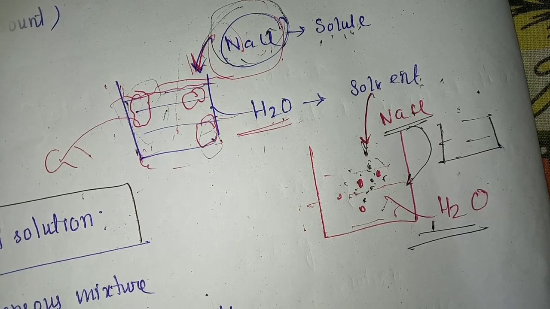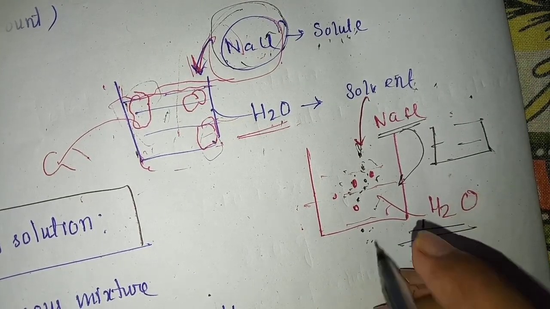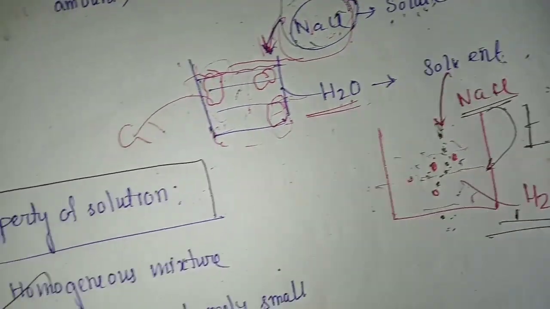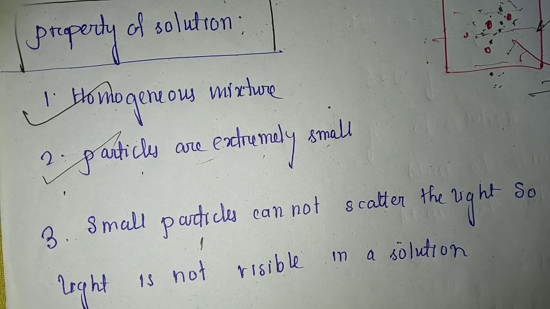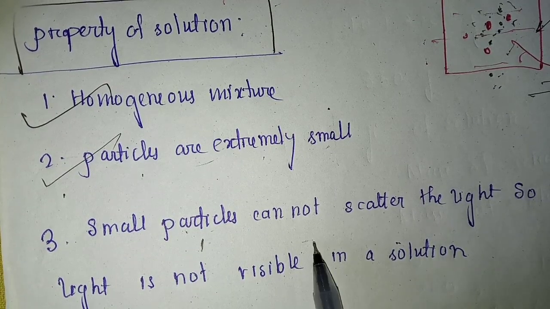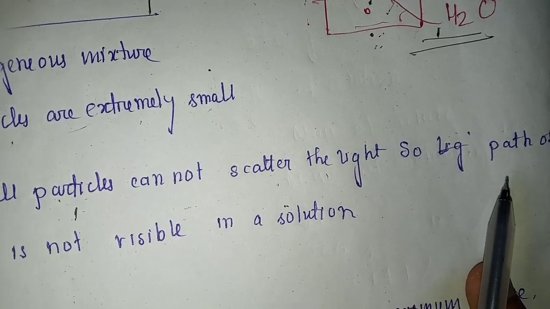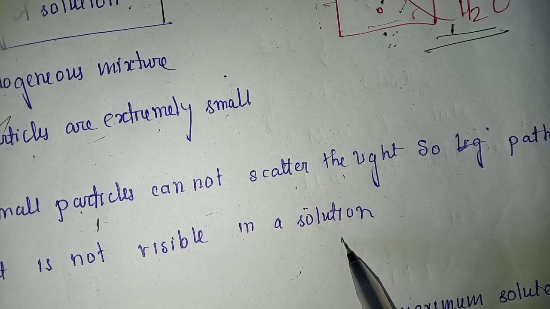The difference is about the size. If the size of the particles is very small, then they can mix properly. They can come between other particles. It is the facility of being small size, because it forms a solution. I think you have understood this. Third, the extremely small particles cannot scatter the light. So the path of the light is not visible in the solution.